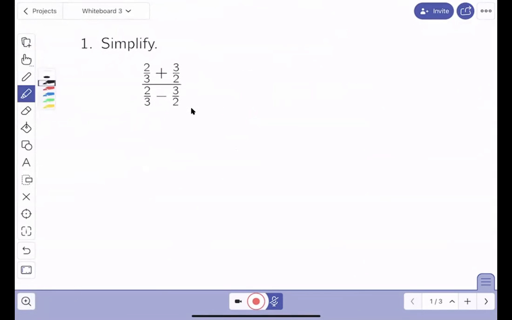Okay, the method we're going to recommend is you're going to look at the major fraction bar. This is the major fraction bar. Within the major fraction bar, you see the smaller fractions. These are the minor fractions. Of the minor fractions, denominators are just 3 and 2. So we need to find the LCD of the minor fractions. I'm going to call it the minor LCD.